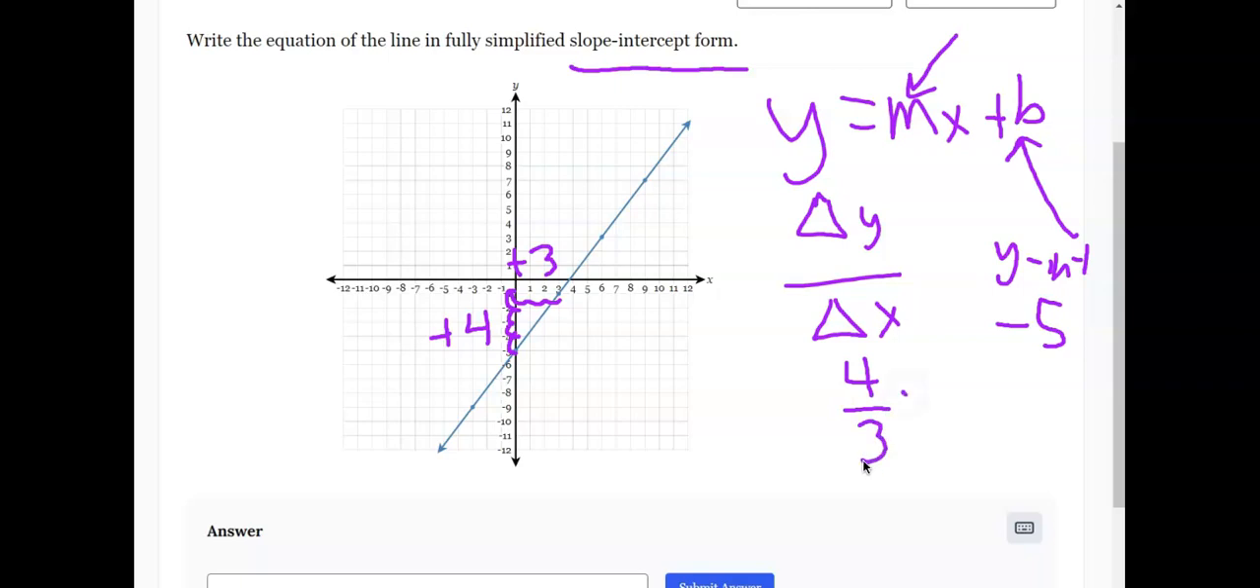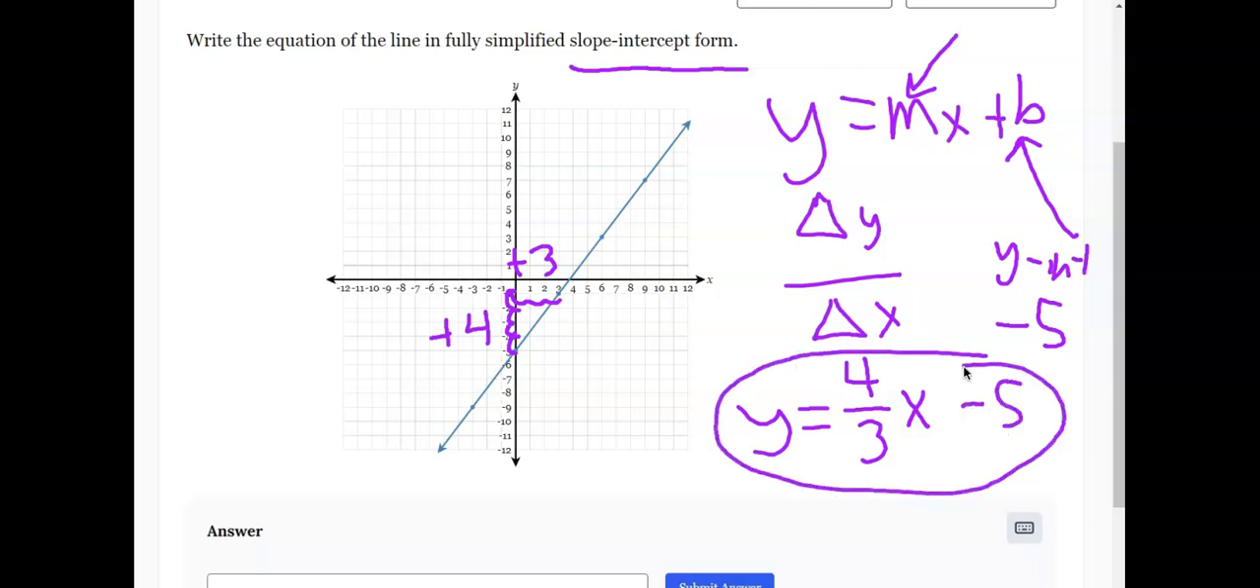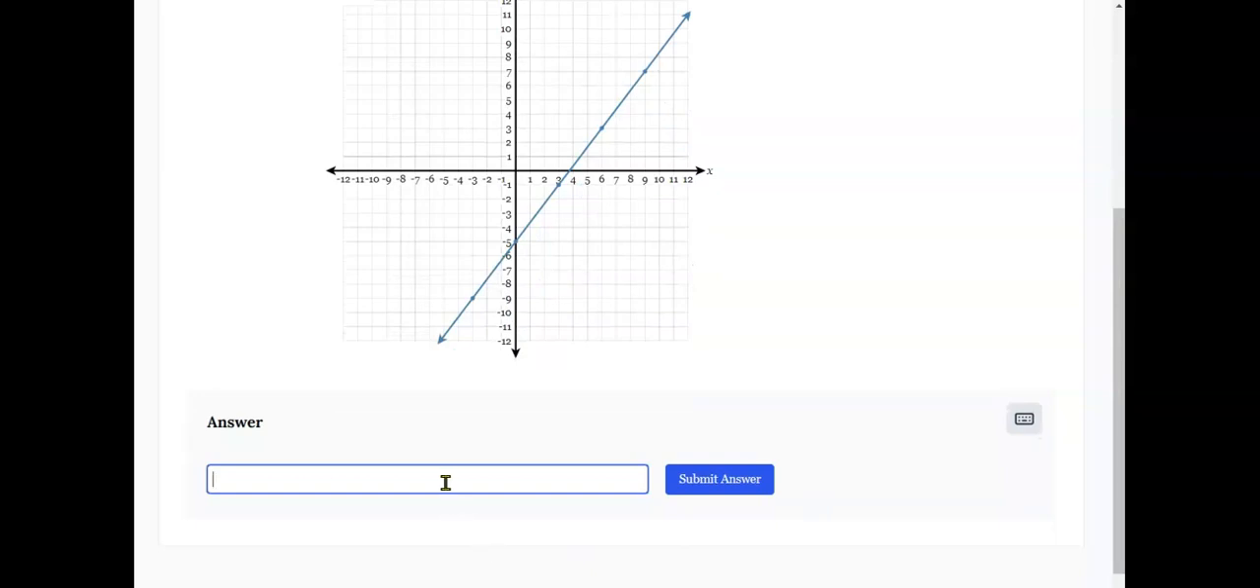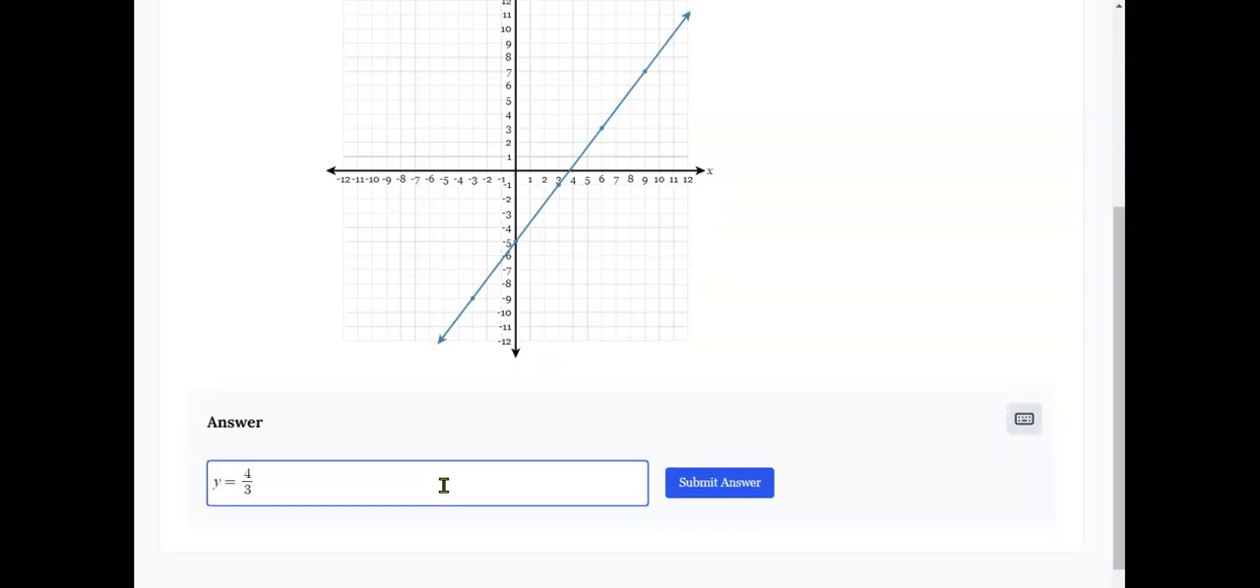That means 4/3 is the coefficient of x, and -5 is the constant. And this is my equation. Y equals 4/3 x minus 5. So we're going to type that down here in the answer box with a y, an equal sign. Make sure that x is on the side of the fraction, and click submit.